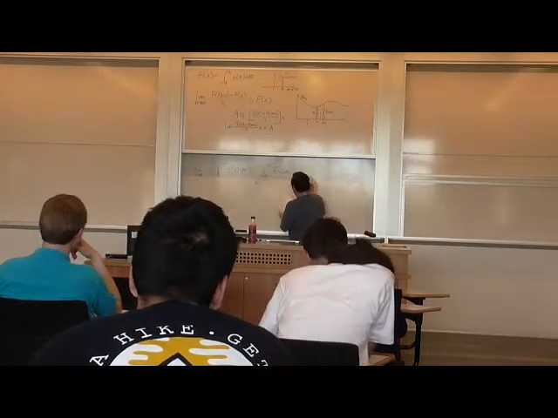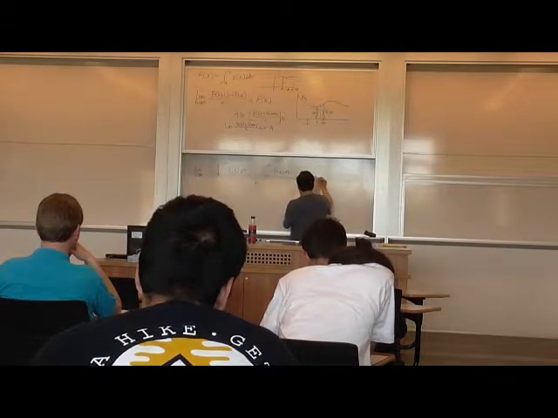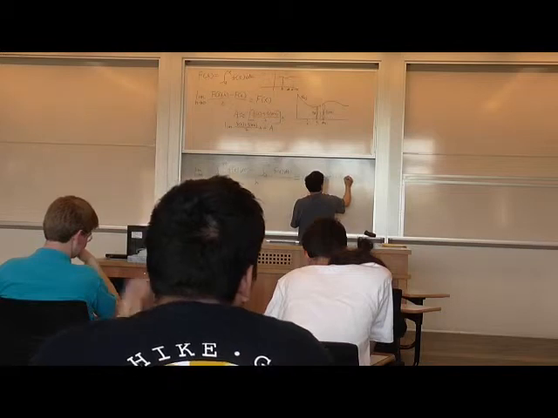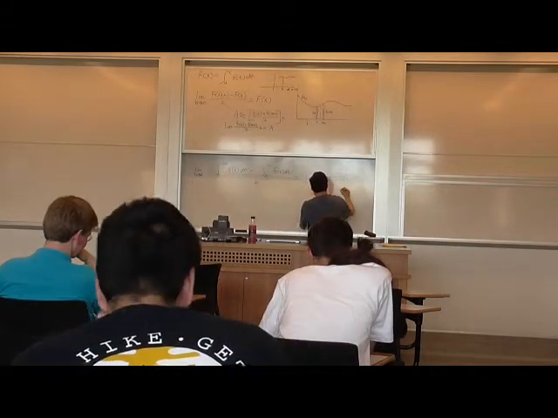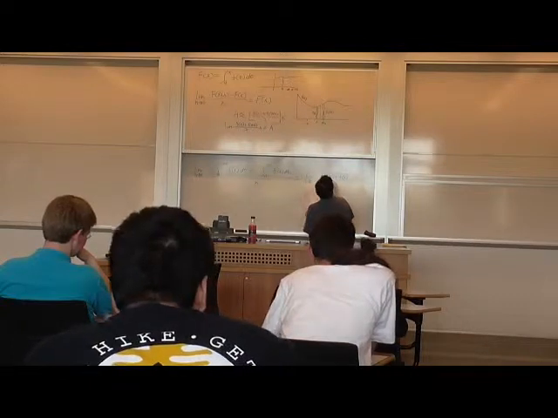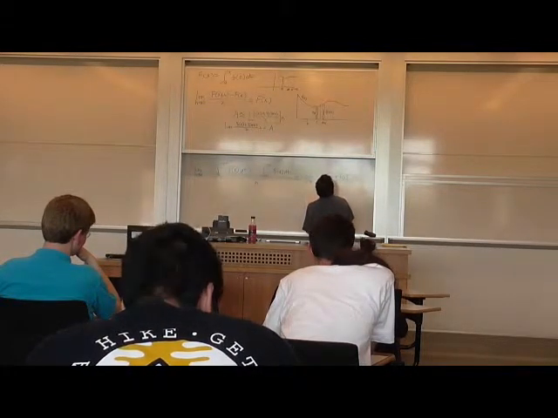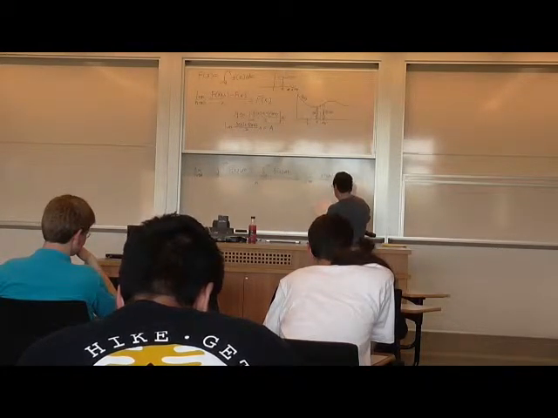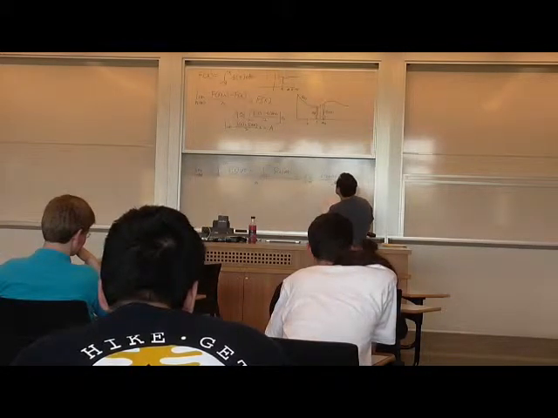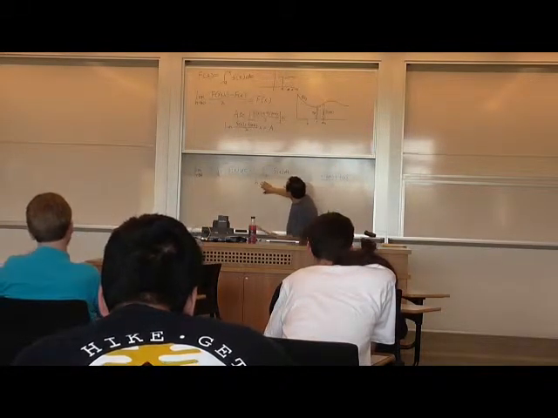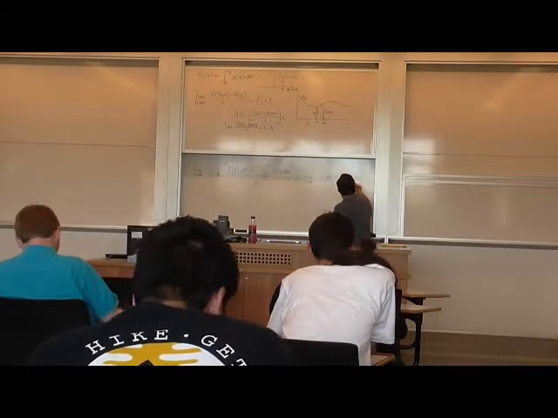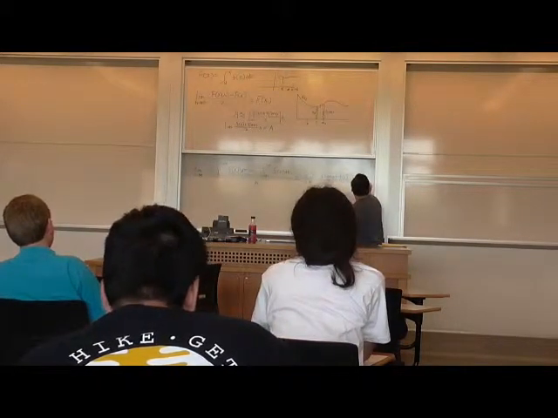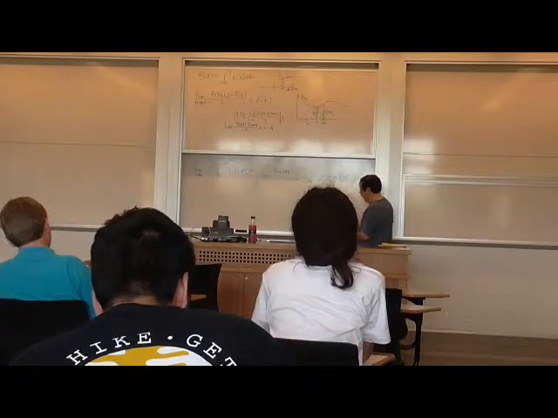This limit. Missing something? Yeah, I'm missing something. Oh, yeah, because we're dividing by h. So h over h. So this goes away. Okay, but this is the area. Right?